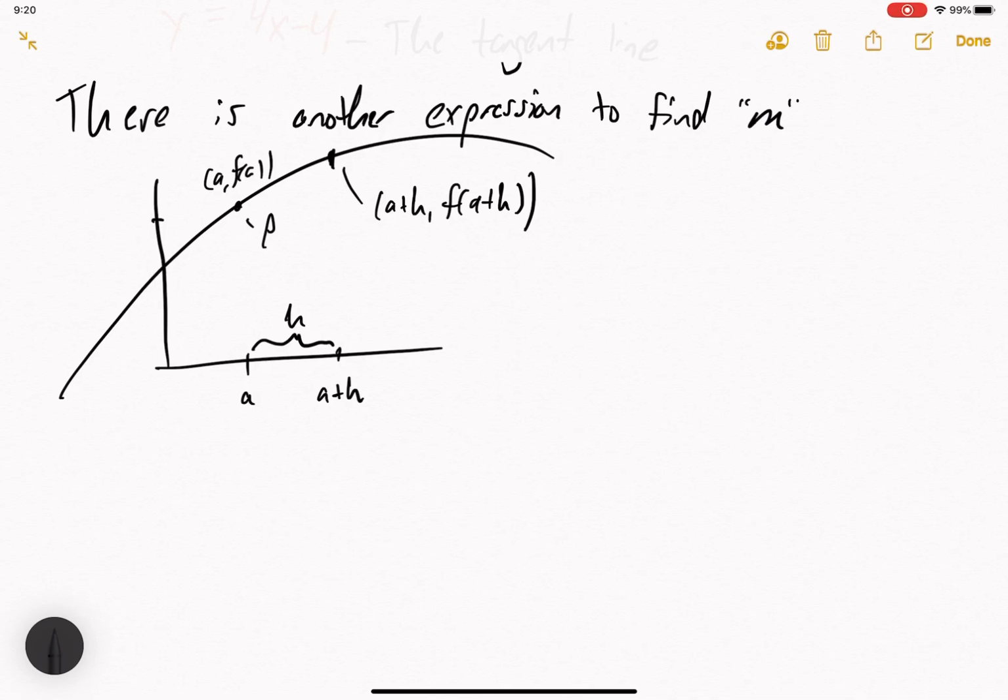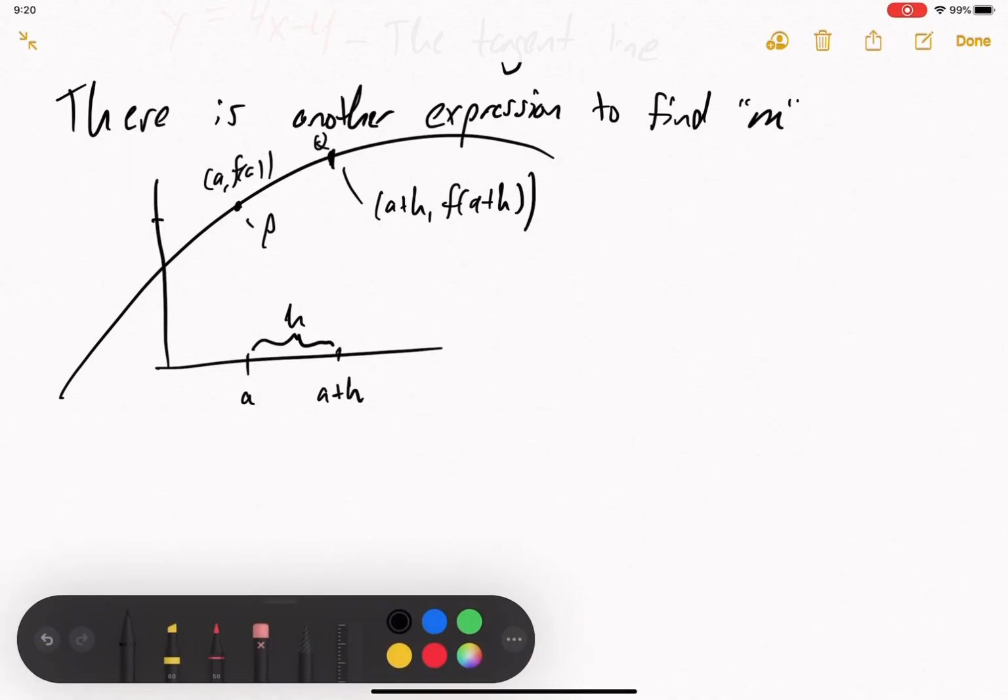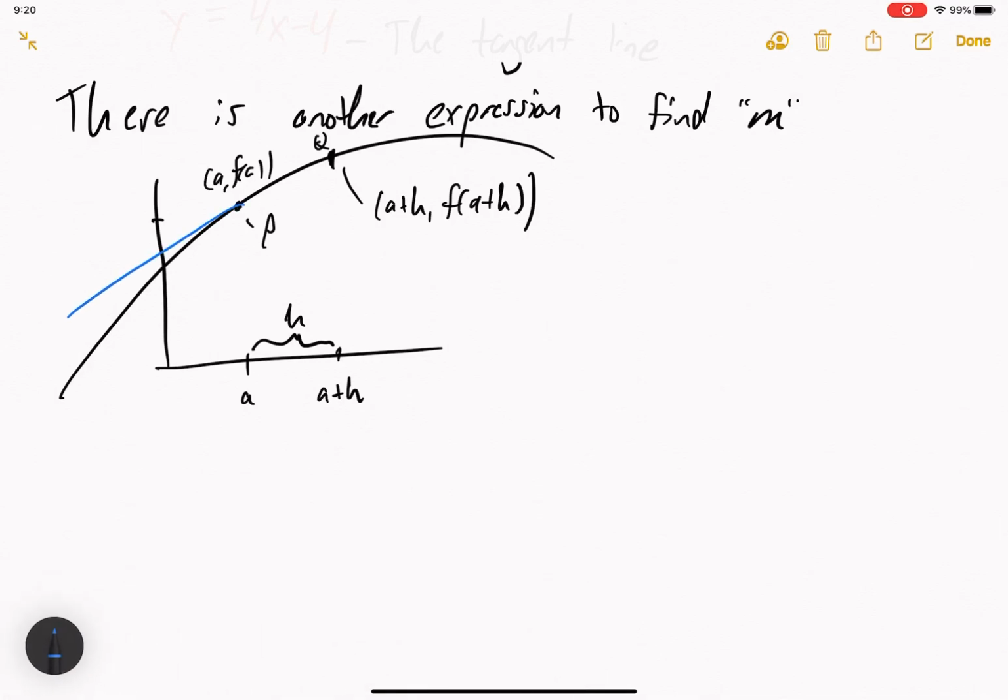And again, that could be like our Q. But now what we can do is find the secant line going through them. It'll look like that. And we can see as this gap right here, H, goes to 0, then we have that A plus H goes to A.